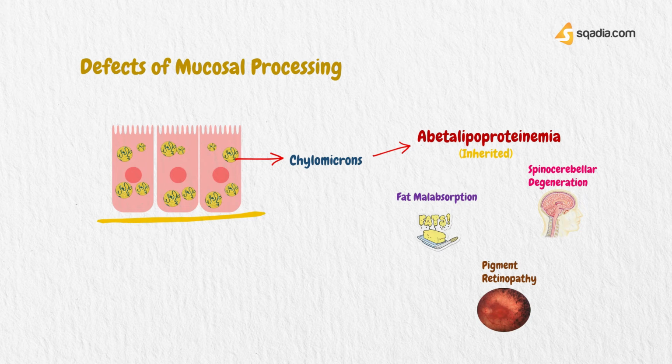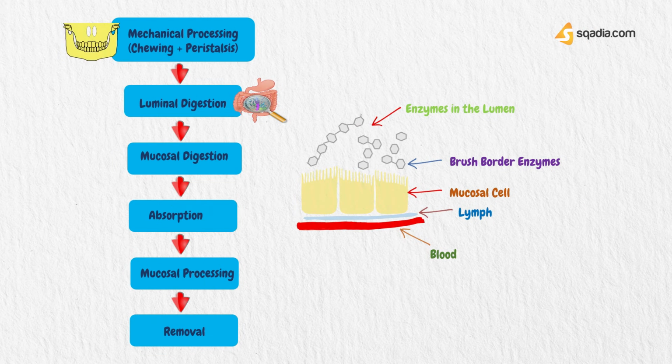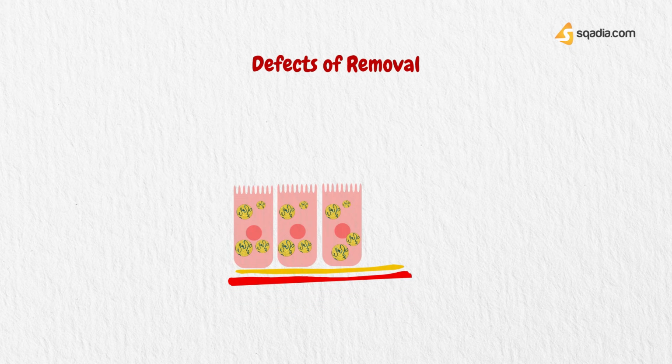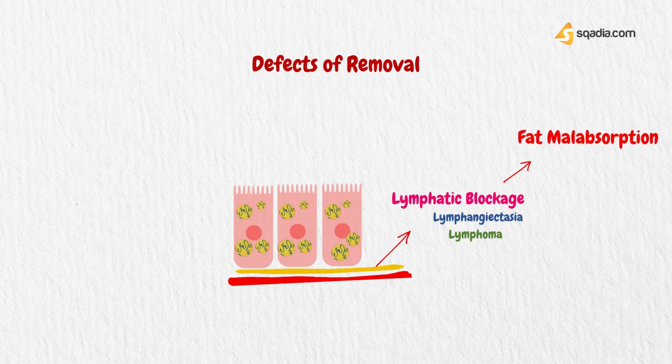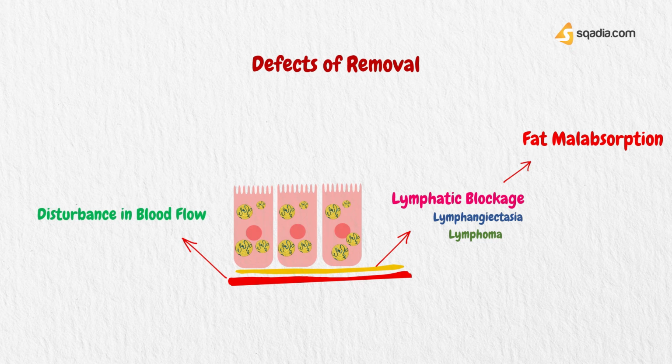degeneration, and pigment retinopathy. Now, mucosal processing is done, and we are at our last step, that is removal of absorbed nutrients either by lymphatics or blood. Remember that these chylomicrons we just studied are absorbed and transported by lymphatics, and blockage in lymphatic vessels like in lymphangiectasias and lymphomas can contribute to fat malabsorption. Similarly, if blood flow through intestines is disturbed due to vasculitis or any other cause of ischemia, it can lead to malabsorption of nutrients transported by blood.